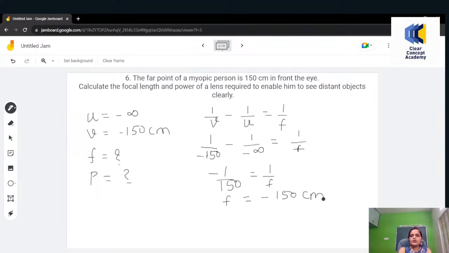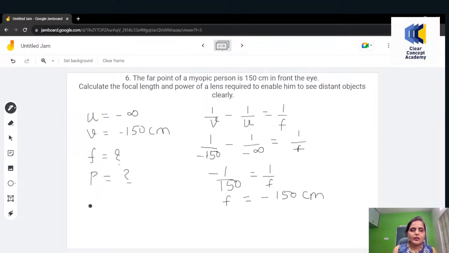Okay, it is minus 150 centimeter. Now you have obtained the focal length of the lens required. So what kind of a lens is used in case of myopia? In case of myopia, the kind of lens used is a concave lens, and a concave lens has the negative focal length. So, f is equal to minus 150 centimeter.